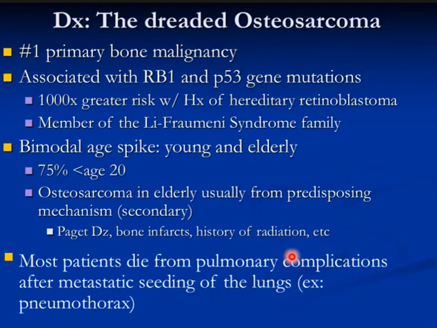It has a bimodal age distribution, usually presenting in those less than 20 years old. However, there is another peak in the elderly. Who in the elderly comes with osteosarcoma? With Paget disease, exactly. Also, a history of radiation or bone infarct can predispose to osteosarcoma. Most patients die of pulmonary complications after metastatic seeding of the lungs, most commonly pneumothorax.